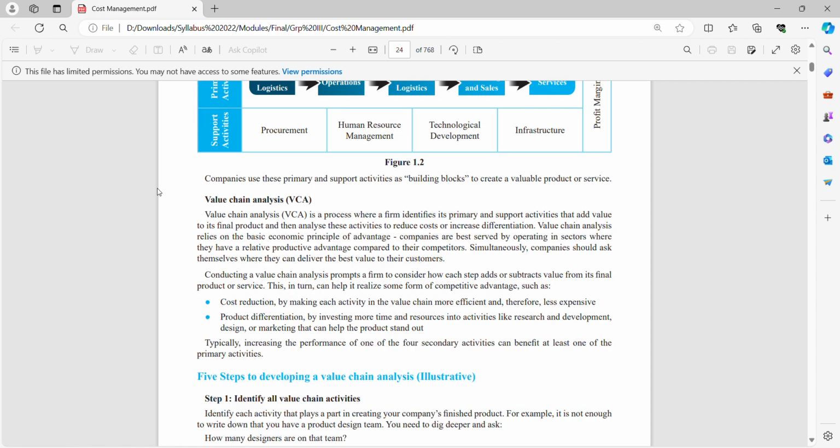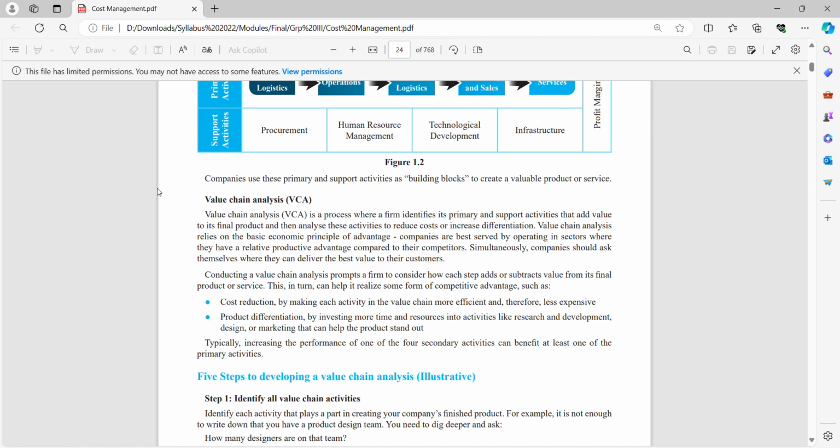So, which step needs to be added, which step needs to be subtracted, all these points will be covered under value chain analysis. This in turn can help it to realize some form of competitive advantage, such as cost reduction, by making each activity in the value chain more efficient and therefore less expensive. Product differentiation, by investing more time and resources into activities like research and development, design or marketing that can help the product stand out. So this is what is related to conducting value chain analysis.